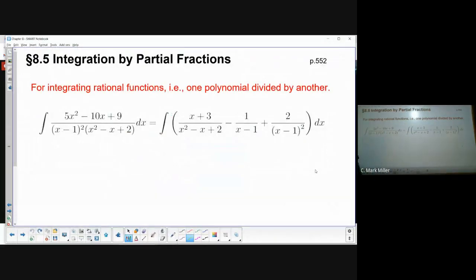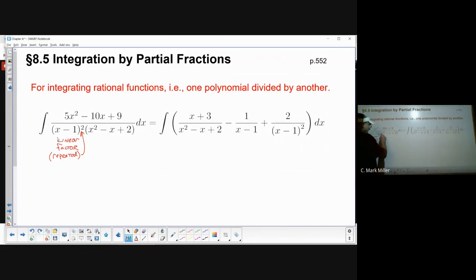Any polynomial can be factored into linear factors, some of them possibly repeated, and irreducible quadratic factors, some of which could be repeated. So for example, this denominator right here, the first one is a linear factor. And it's repeated, meaning it's squared or raised to a power higher than 1.